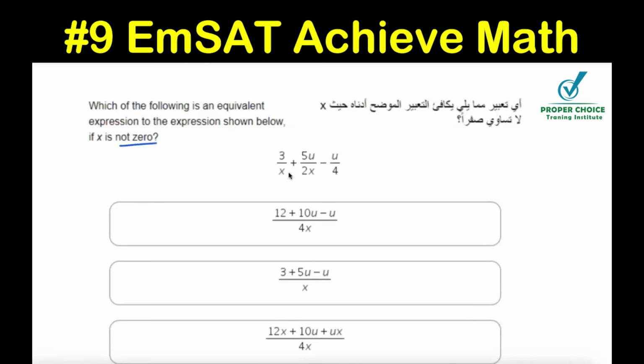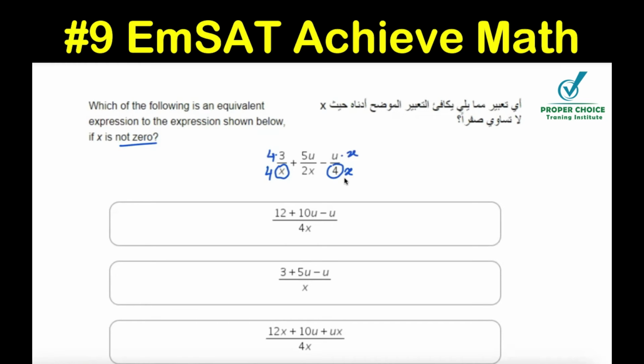It's basically addition or subtraction of fractions, and whenever we add or subtract fractions, the first thing is we have to make the denominators the same. If you see 3 divided by x plus 5u by 2x minus u by 4, they have different denominators. So how do we make them the same? As you can see, x and 4 are completely different. To make a common denominator, multiply the first term by 4. If you are multiplying in the denominator, do it in the numerator as well. Multiply here with x. If you are doing it in the denominator, do it with the numerator as well.